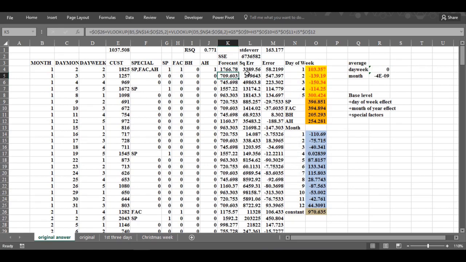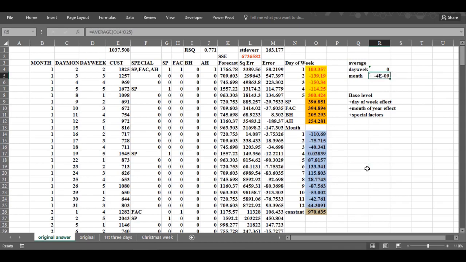Okay, so then we do the squared errors. We do the actual customers minus the predicted, squared, and we want to minimize the sum of that. So basically, we're going to change these cells over here to minimize the sum of the squared errors. Now, to normalize this, we'll make the average day of the week effect be 0. Then a plus means it's a busier day of the week, and a minus means less busy. And we'll make the average month of the year effect also equal 0. So the average of these will be 0. Then we will run the Solver.